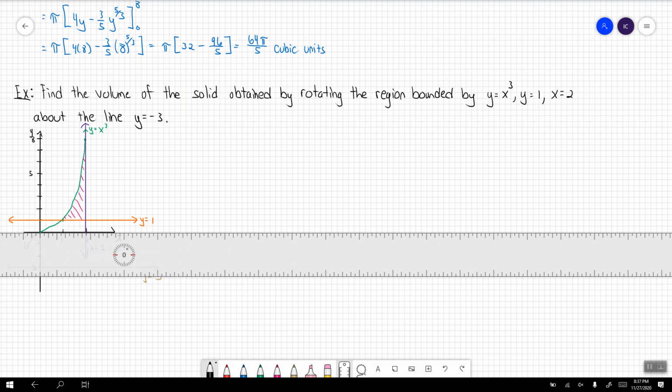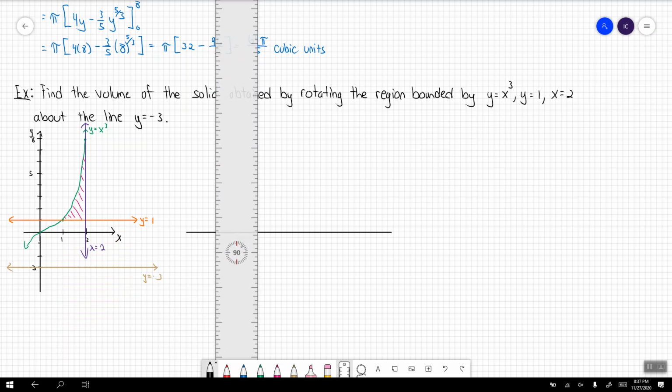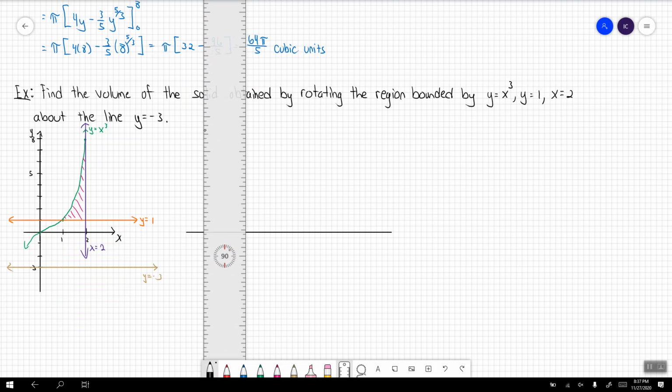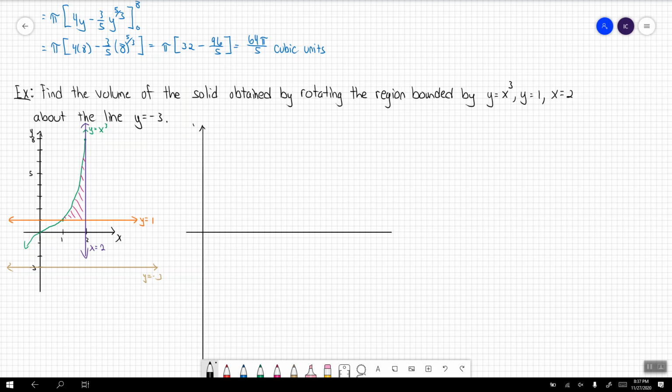So here's going to be my x-axis. And I'm going to have my y-axis. Oops. There we are. So here's y, then here's x. I'm going to insert my scale here. And same thing down below.